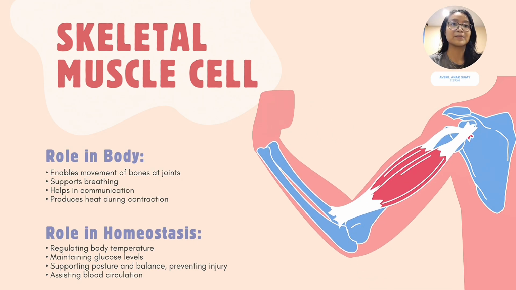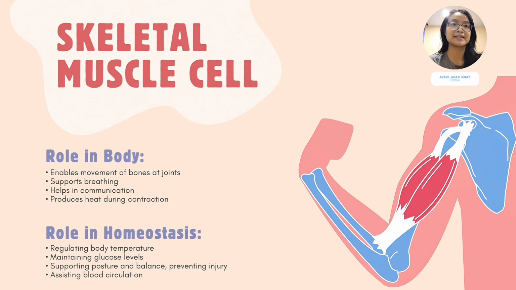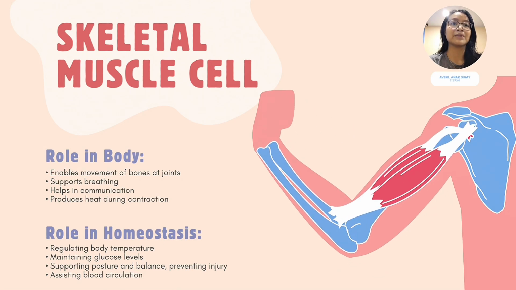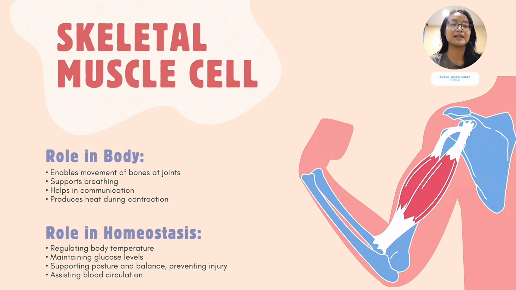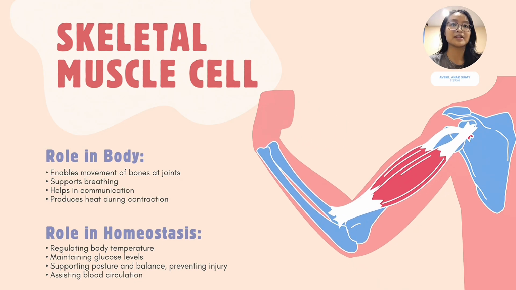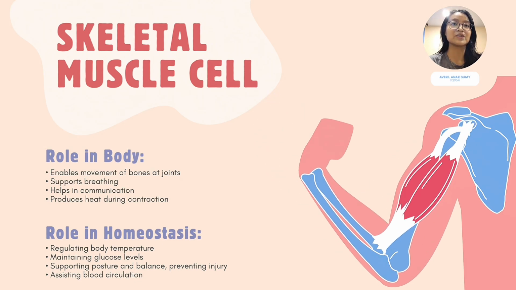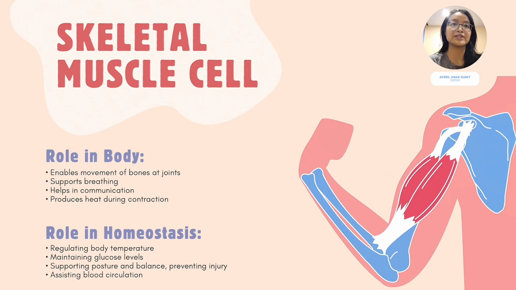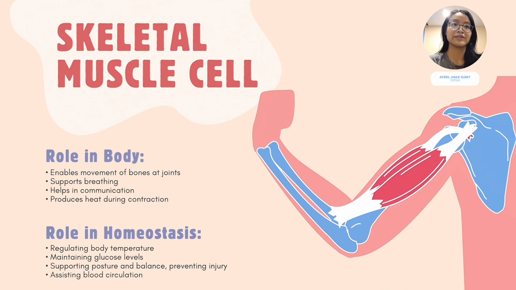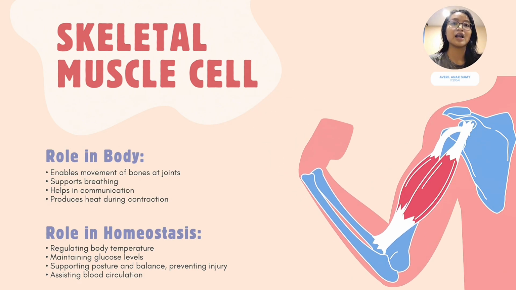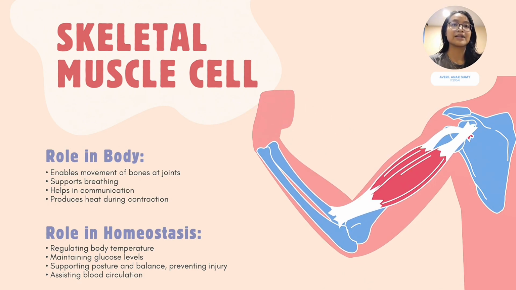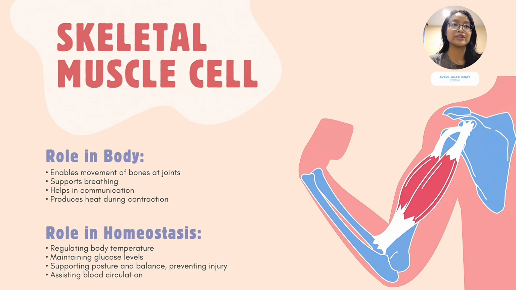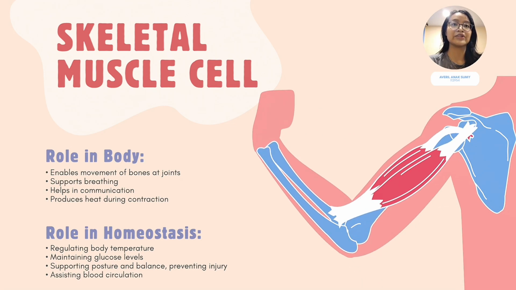Skeletal muscle cells also play an important role in homeostasis. They help regulate body temperature by releasing heat during muscle activity. They maintain stable blood glucose levels by storing glycogen and using glucose for energy. In addition, muscle contraction assists blood circulation by helping push blood back to the heart, especially during movement. Overall, skeletal muscle cells are essential for movement, energy regulation, and maintaining a stable internal environment.